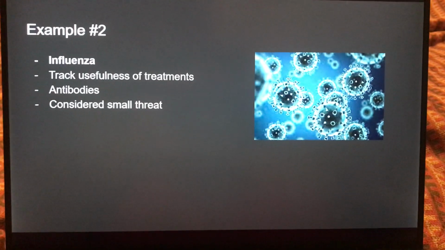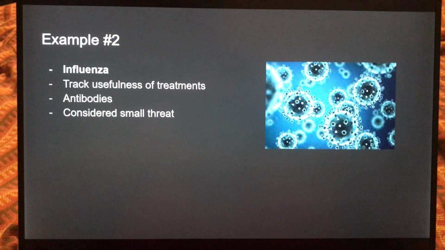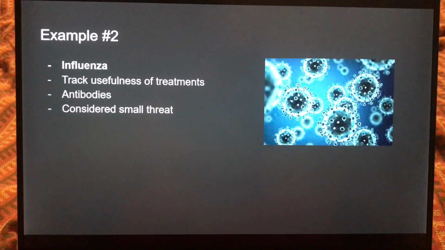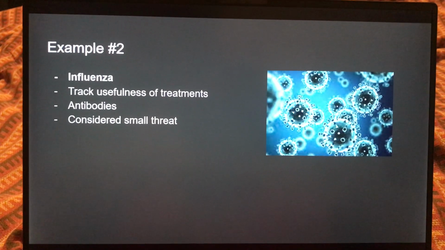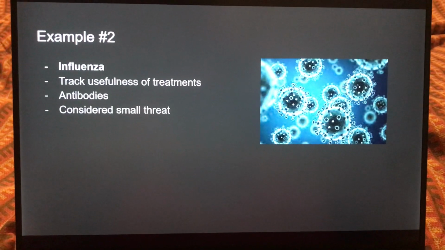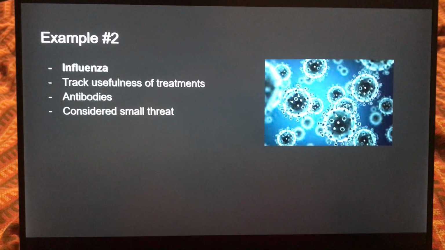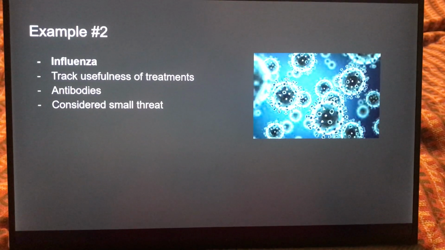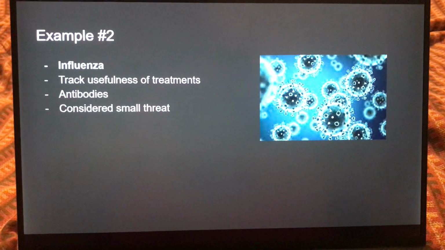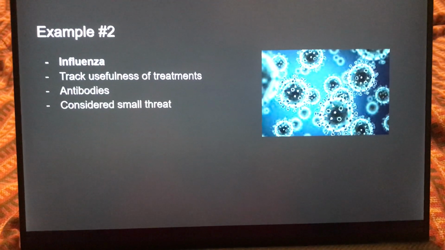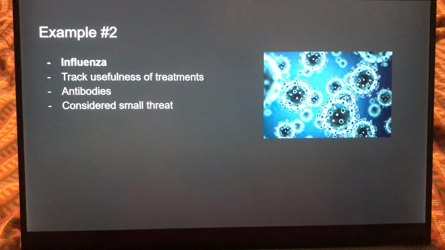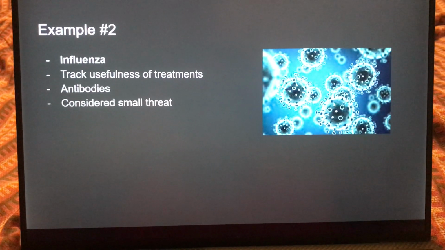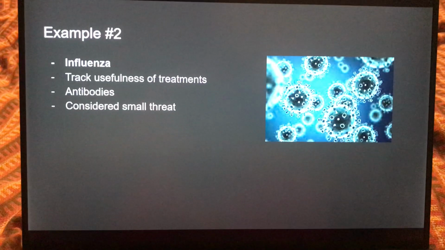Another example of this was the influenza outbreak. It was used to track the usefulness of treatments, so vaccines, also to track if people had antibodies that made them almost immune to the disease. And because of the exponential equations, they were able to consider it a very small threat that wasn't very harmful or anything that they needed to worry about, because people weren't getting infected or dying nearly as much as like the Ebola outbreak.